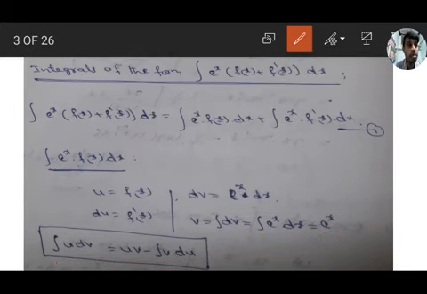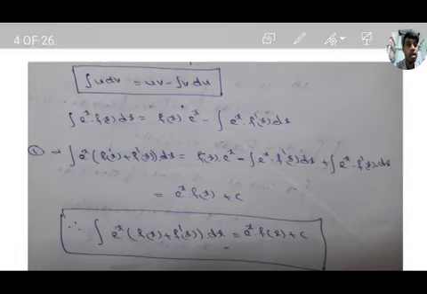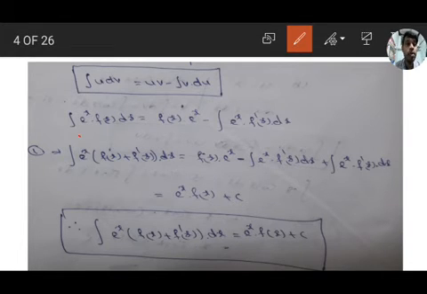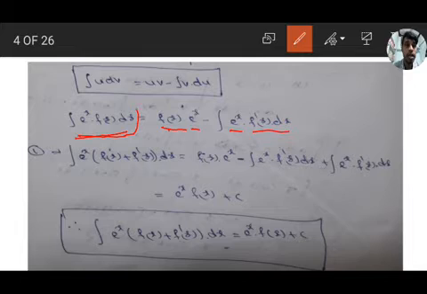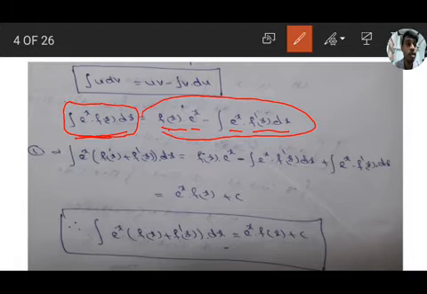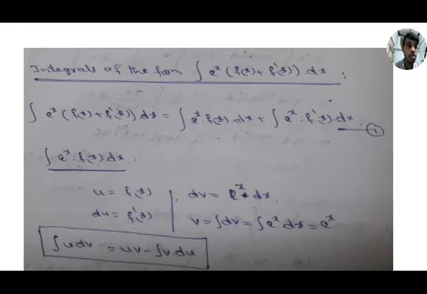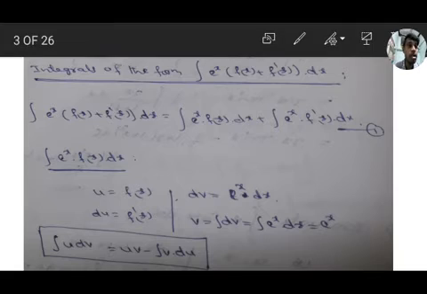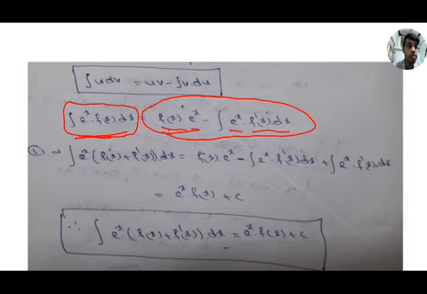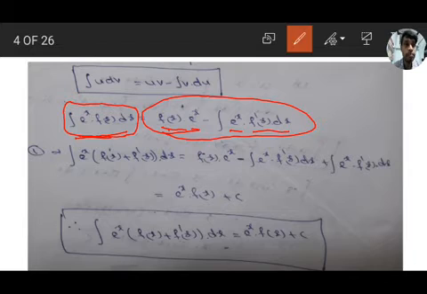That is substituted in the formula for u dv. We get integration e to the power of x into f of x dx equal to u, which is f of x, into v, which is e to the power of x, minus integration of v du, that is e to the power of x into f dash x dx. So this value of integration e to the power of x into f of x, substitute this value in equation 1.